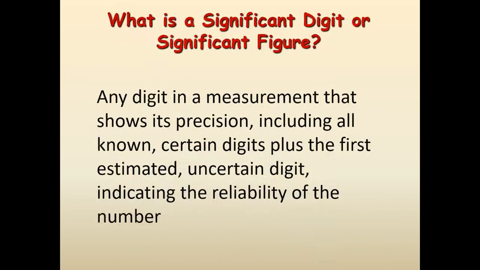So we use what are called significant digits or significant figures. The two terms are used interchangeably. So what you're looking at is, in a measurement, the digits, the numbers, that show how precise the measurement is. And it's always going to include digits you're certain of, plus the first estimated or the first uncertain digit, indicating how reliable that number is.